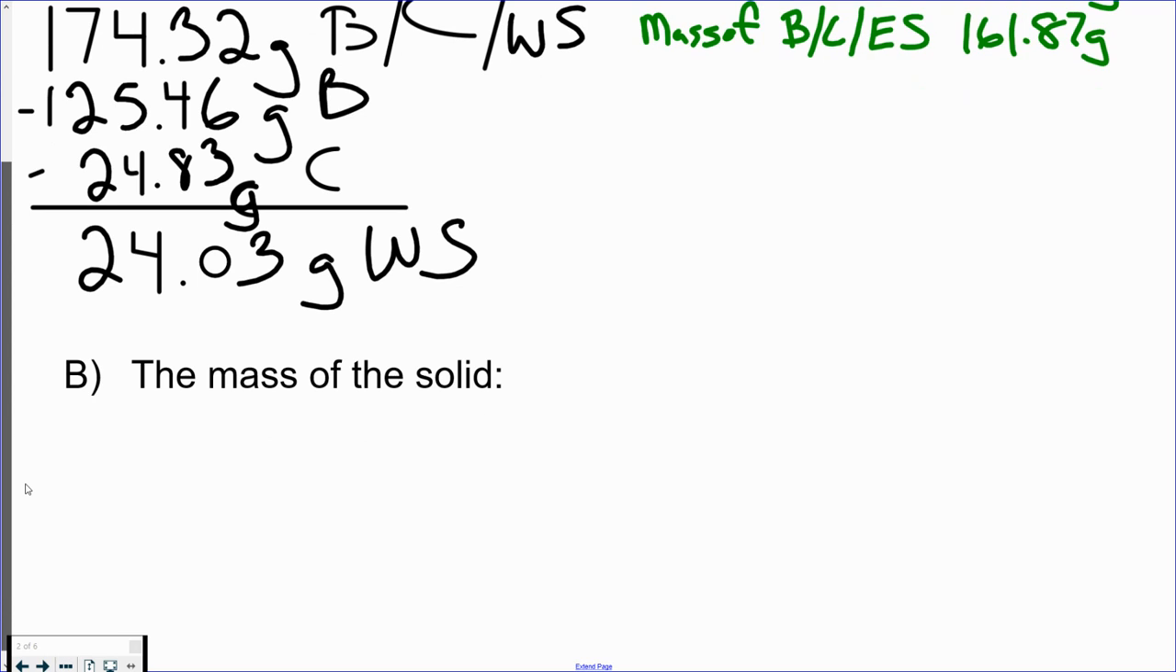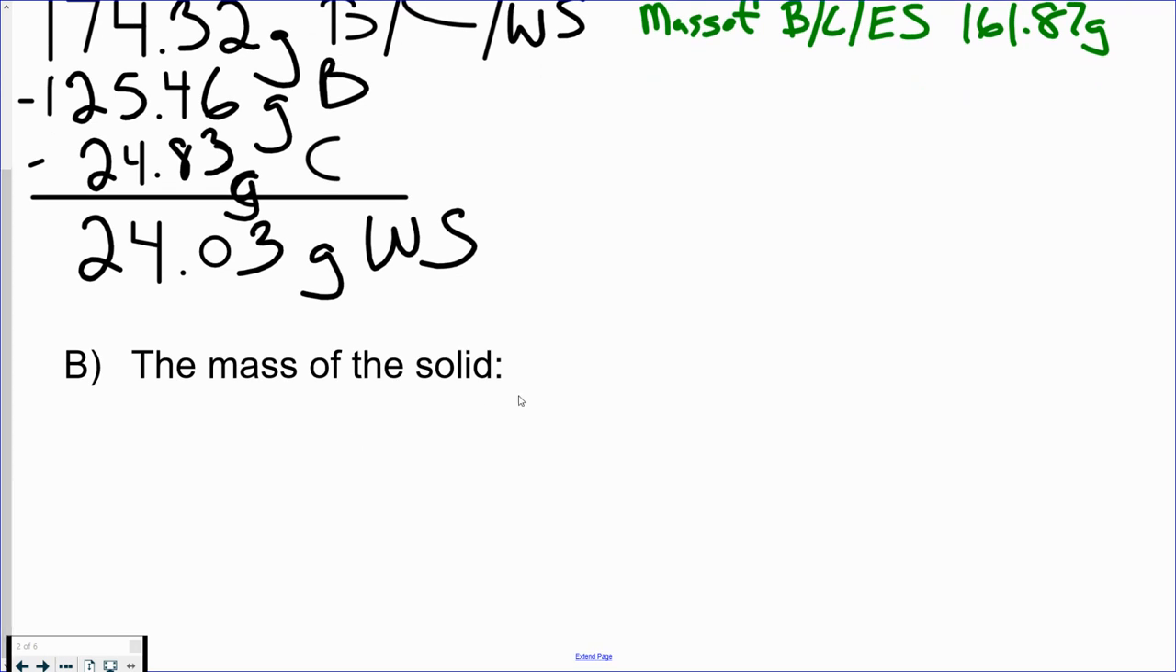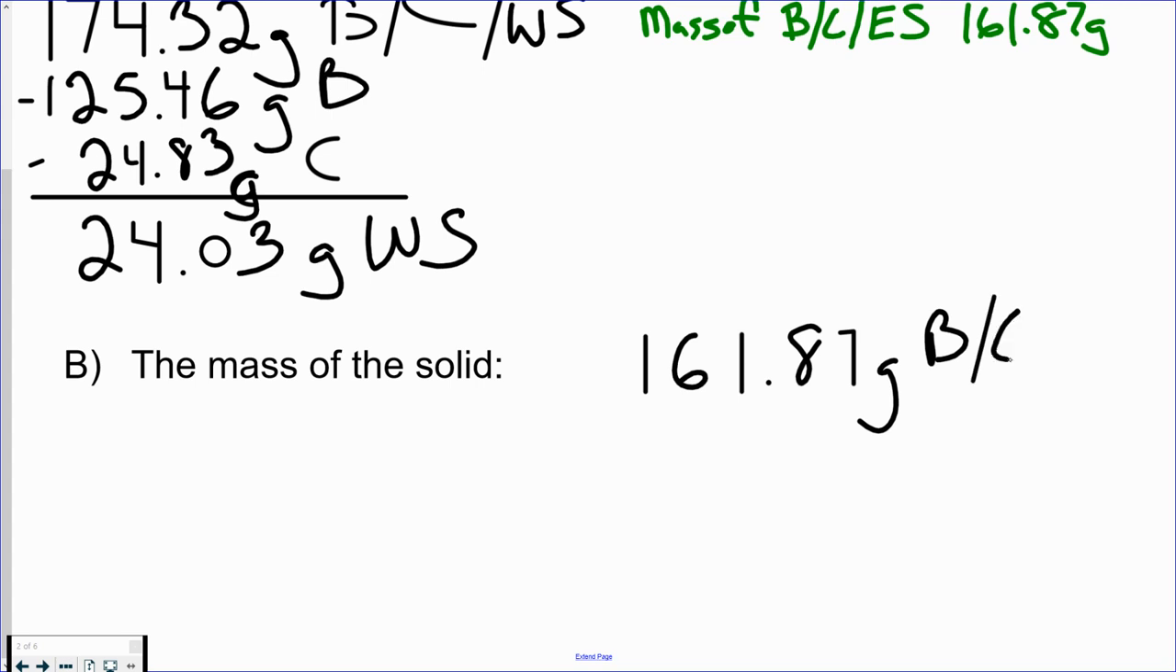That's good. The next one we're going to do is the mass of the solid. So if you look up at your data, that would be the mass of the evaporated salt. So that number is 161.87 grams. And that is going to have the beaker, the cover, and the evaporated salt. Again, we're going to subtract the beaker and cover.